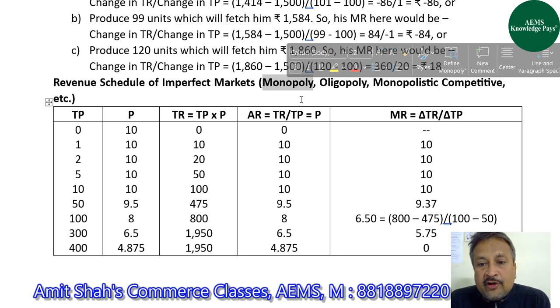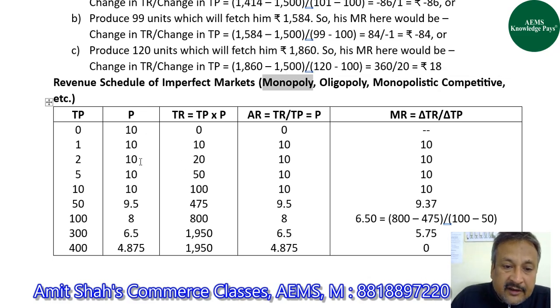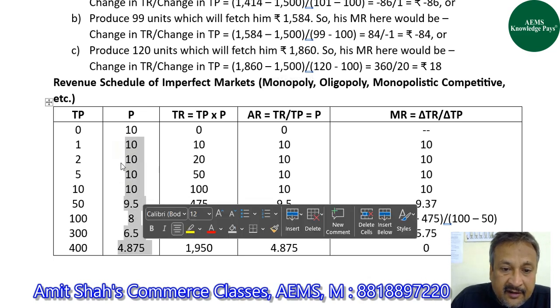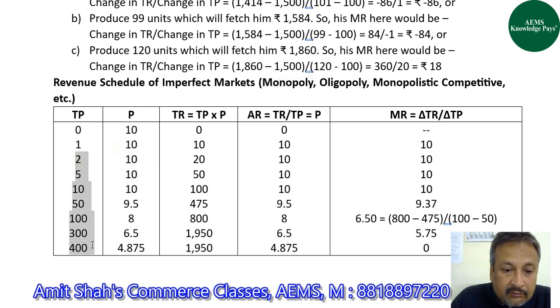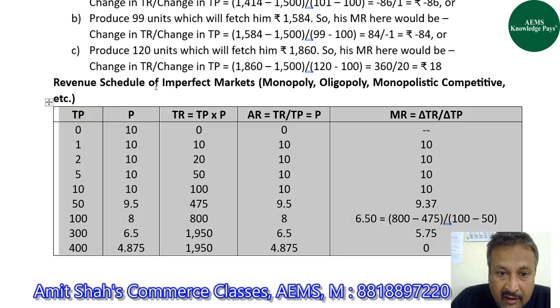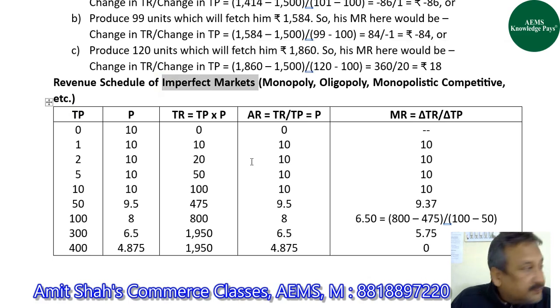So in monopoly, oligopoly, monopolistic competitive market, producers and sellers have to decrease the price if they want to sell more. So this revenue schedule is of imperfect markets. I hope you're understanding, guys. Right?